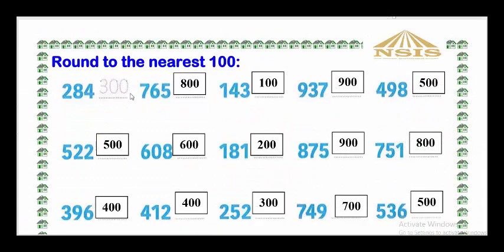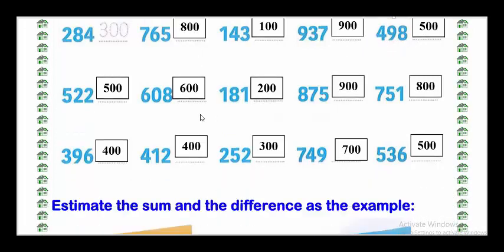Page 35, round to the nearest 100. 765, 6 is a rich number, so 7 will be 800. 134, 4 is a poor number, so 1 will be the same, 100. 937, 3 is a poor number, so 9 will be 900. 498, 9 is a rich number, so 4 will be 5, it will be 500. 522, 2 is a poor number, so 5 will be 500. 608, 0 is a poor number, and remember 0 is a poor number. 6 will be 600.